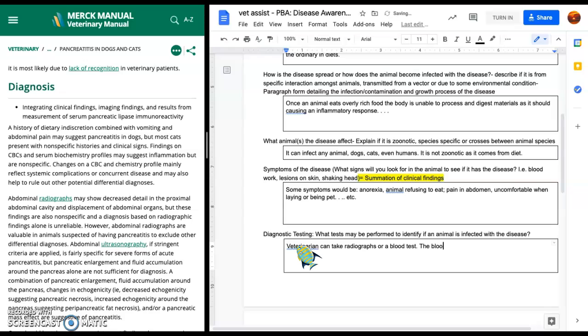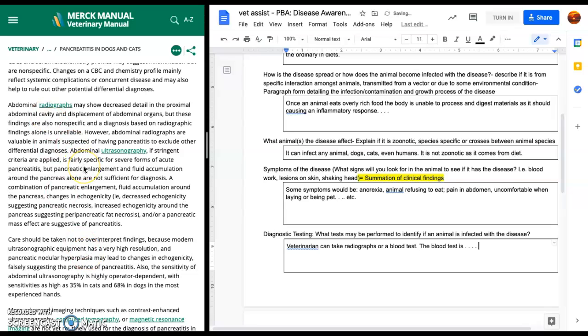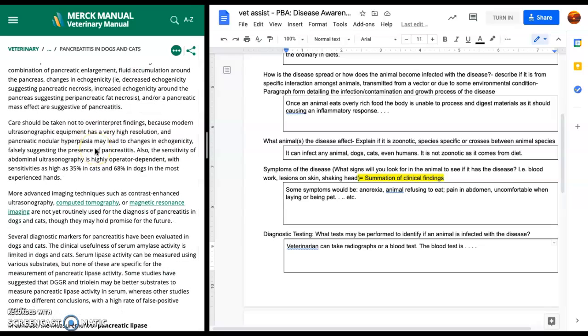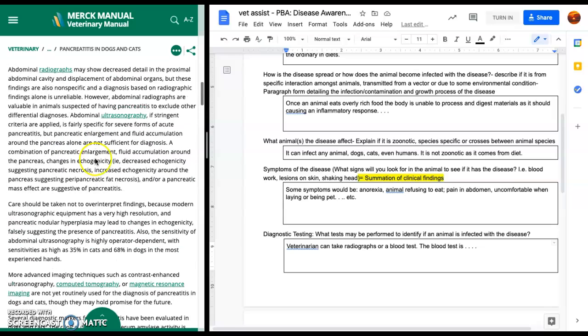The blood test is, and then what is that blood test talking to? So here's more about your radiographs of what you want to look for. Ultrasound, I can also put that in there. An ultrasound can be performed. And then it'll also talk about that pancreatic lipase test that we're done, okay?